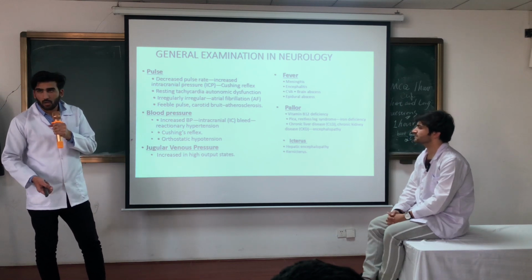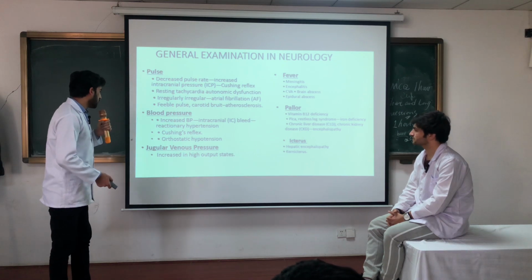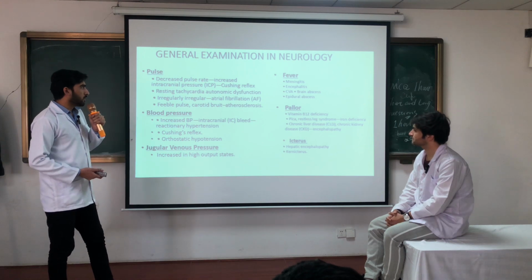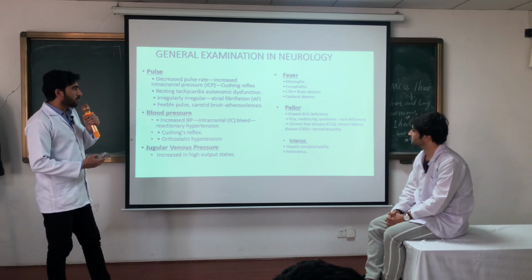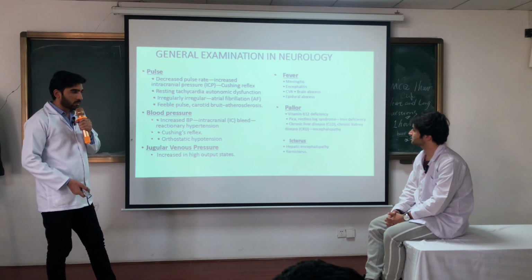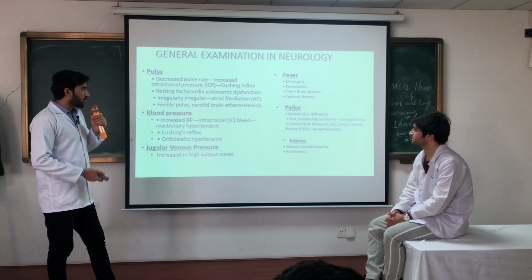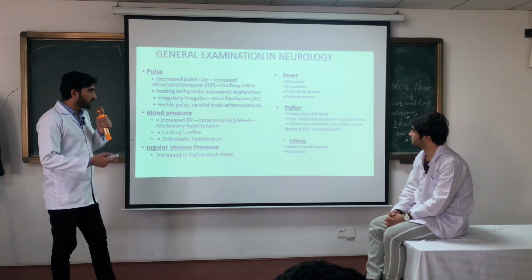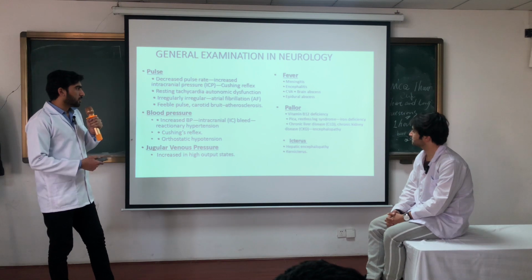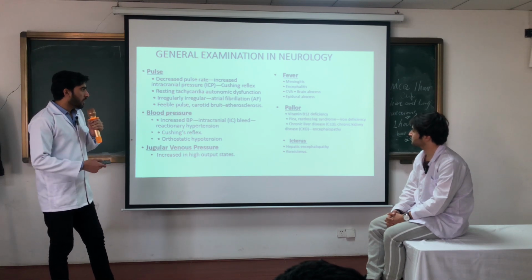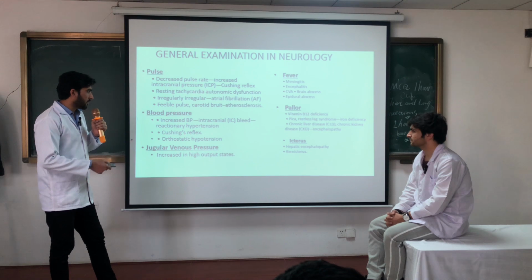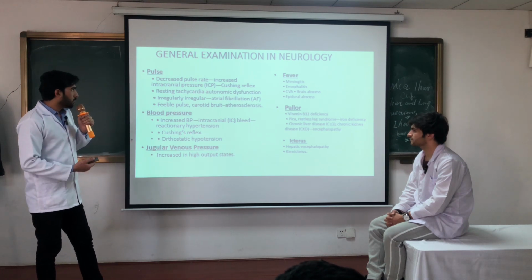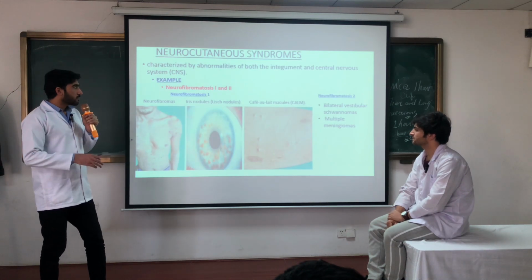Orthostatic hypotension means that when we suddenly get up from a sitting or lying position, pooling of the blood leads to hypotension. Jugular venous pressure increases in low cardiac output states. Fever we can see in meningitis, which is the inflammation of the meninges, and in encephalitis, brain abscess, and epidural abscess. Pallor is seen in conditions like vitamin B12 deficiency, which can also involve demyelination of the nervous system, and icterus in hepatic encephalopathy. These are the general things we see in neurological examination.